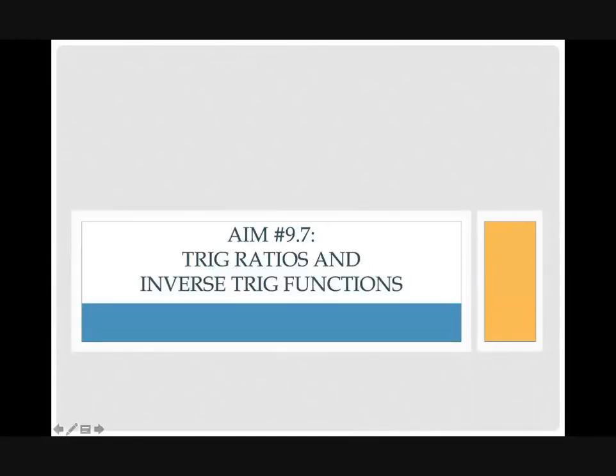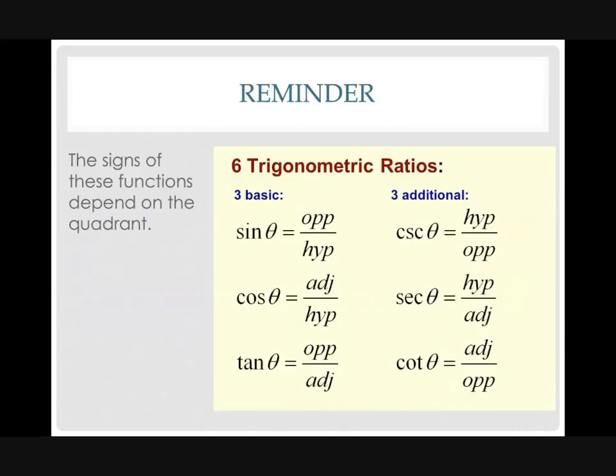So our aim today is 9.7 trig ratios and inverse trig functions. By way of reminder, the 6 trig ratios are sine, cosine, and tangent, and their reciprocals cosecant, secant, and cotangent.